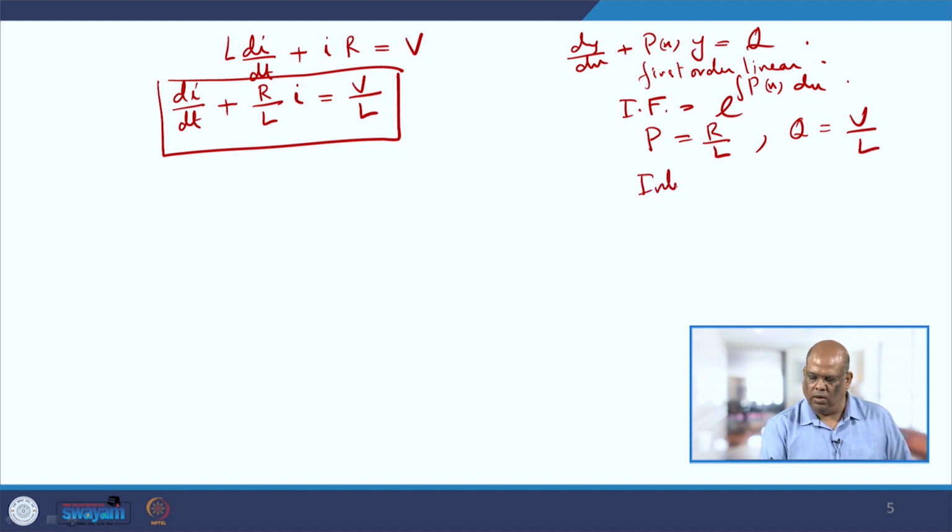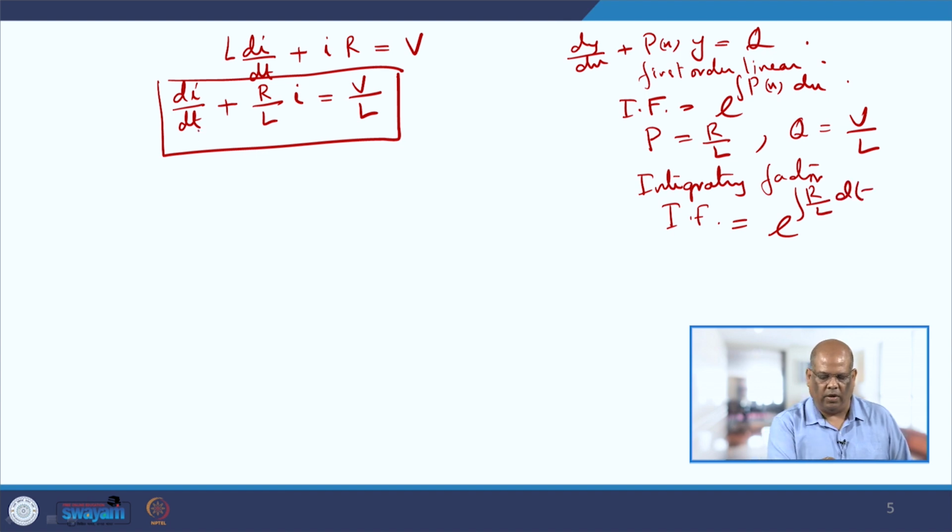So your integrating factor, I.F. is just a notation, equal to e to the power integration R by L dt in this particular case, because the independent variable is t. So we have e to the power R by L t. That is our integrating factor.